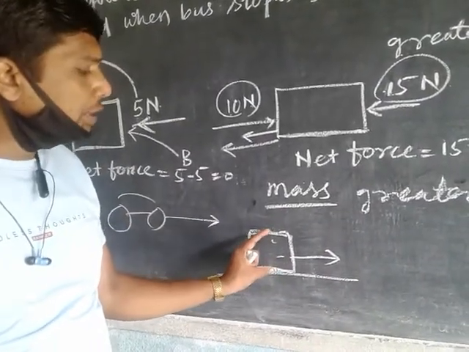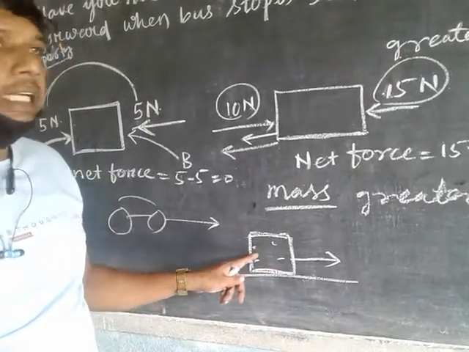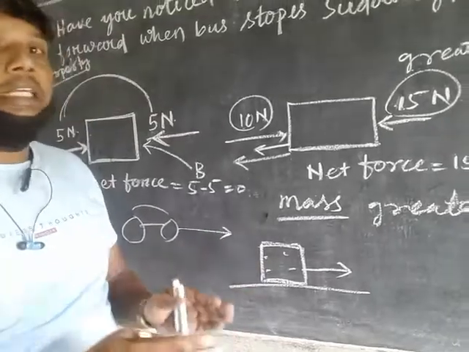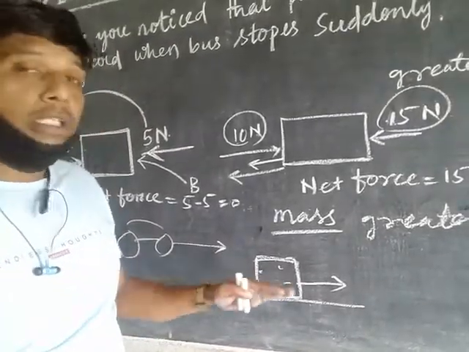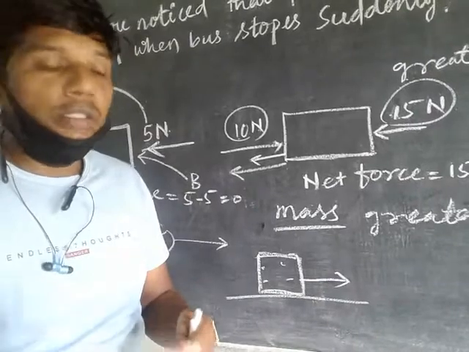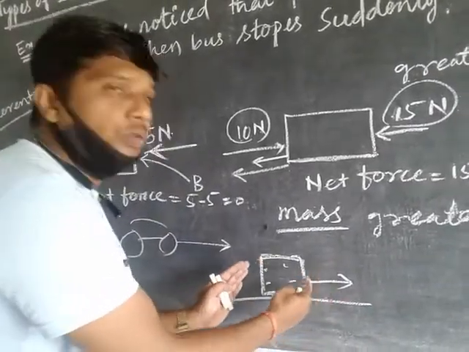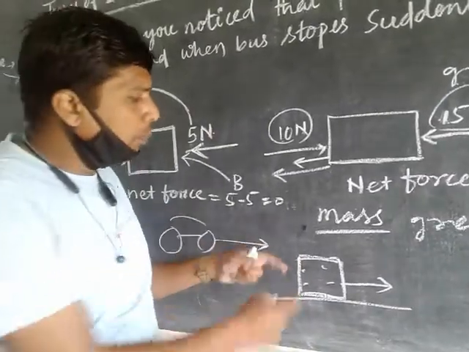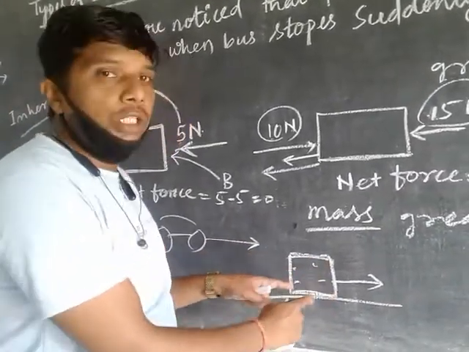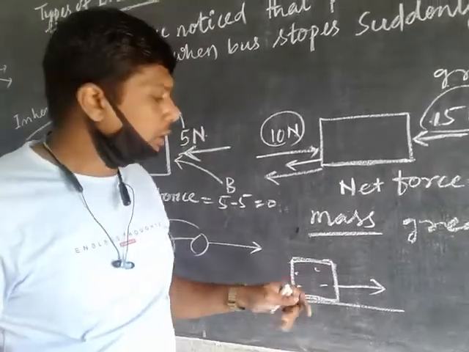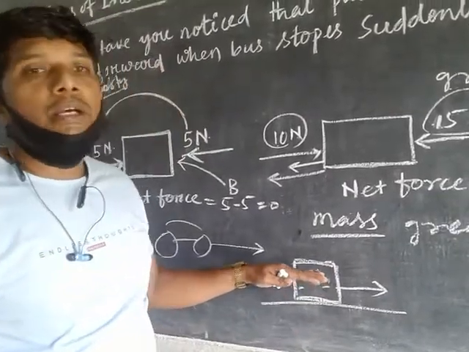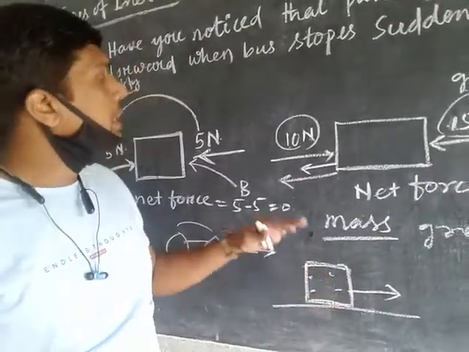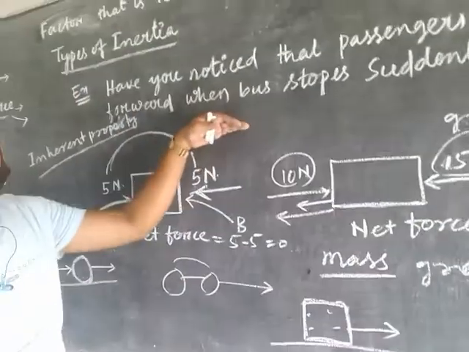That means due to inertia, because the passengers are in motion, they remain in motion until an external force is applied to them. Therefore, in this case, when the brakes are applied, the bus suddenly stops, but the passengers do not stop because they are in motion. Therefore, they will fall forward. So this is an example of inertia.